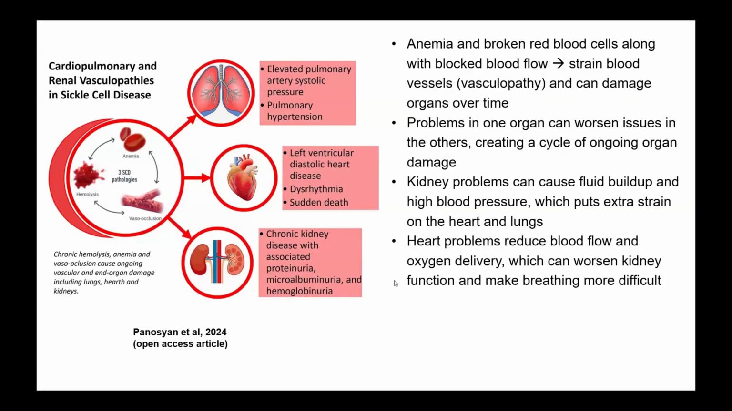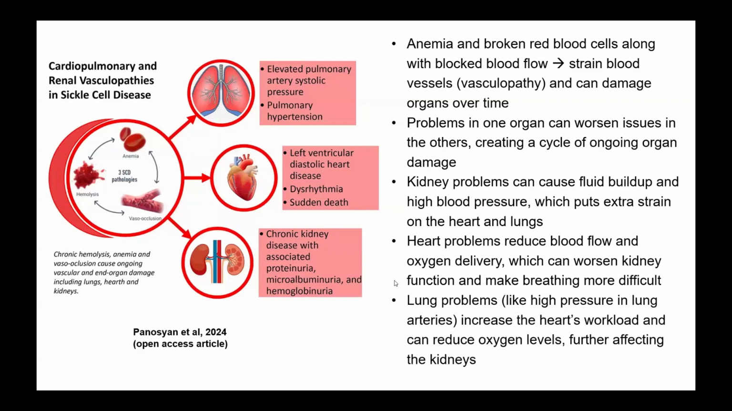You can also, resulting from that, develop heart problems, which can reduce the amount of blood that's effectively getting around the body and reduce the amount of oxygen also that's effectively getting around the body, which can worsen the kidney problems, can make breathing more difficult, and in effect, that would affect the lungs, right? So it would increase the heart's workload and further reduce the amount of oxygen that's getting around. So you can see that it can be a cycle.